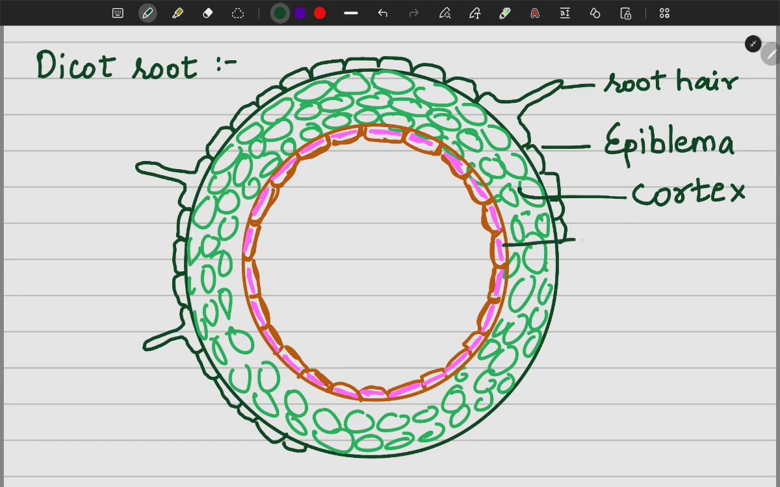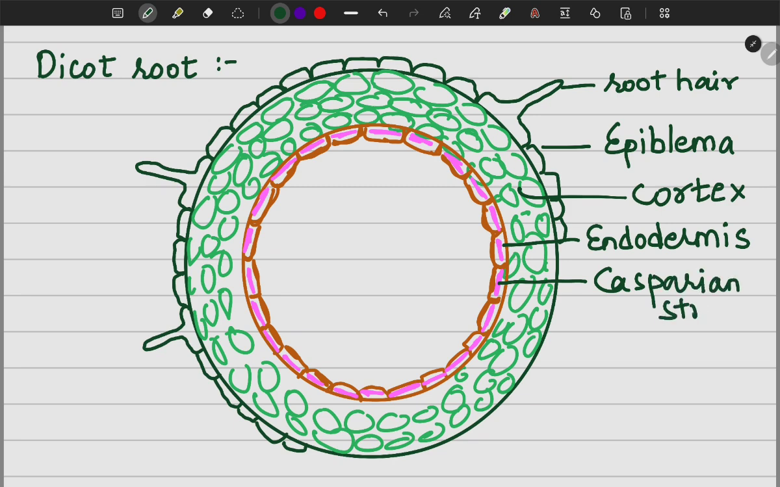Alright, so this is endodermis, which is the innermost layer of the cortex, and inside the endodermis there is Casparian strip, which has a deposition of suberin. Suberin is water impermeable and thick material which does not allow the passage of water through it.